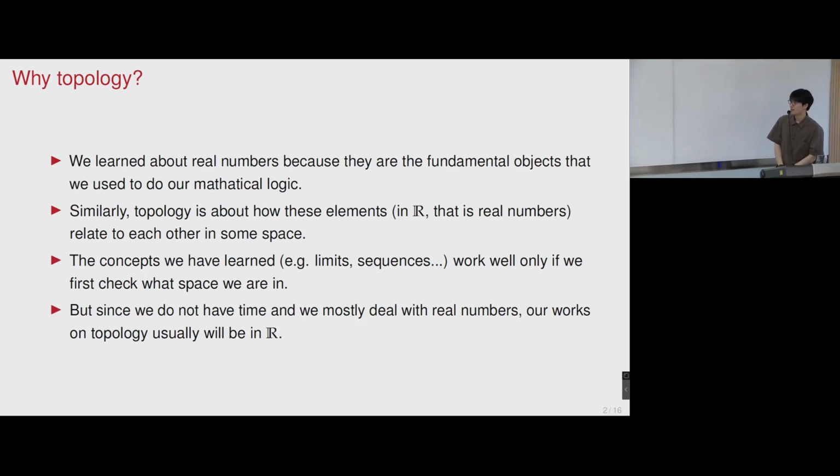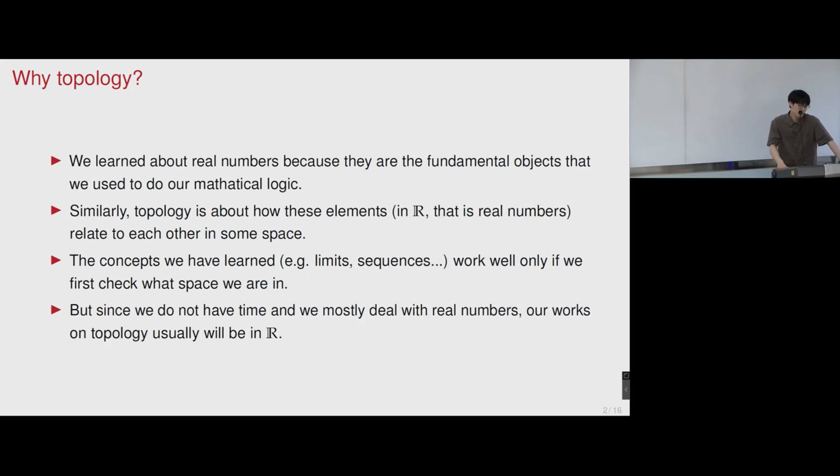Okay, so another motivation, which is kind of hard to motivate for this session: why topology? Why are we learning topology? Because, as I said, we learned about real numbers because they are the fundamental objects we use to do our mathematical logic. Most of our mathematical logic is going to be based upon real numbers. That's why we talk about real numbers, because they are the objects we are playing with. Similarly, topology is about how these elements, so in R that would be real numbers, relate to each other in some spaces. Real numbers have properties and characteristics that we have to know about in order to make sure that we're not messing around with these numbers.